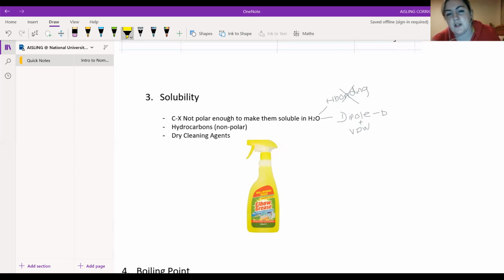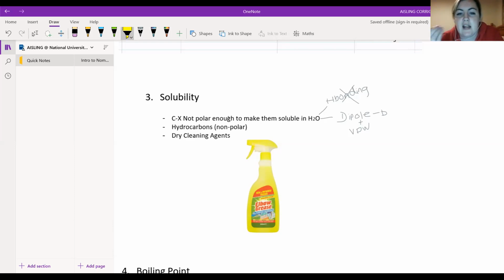If I'm polar, I'll dissolve in polar. If I'm non-polar, I'll dissolve in a non-polar. So halogenalkanes are really, really good for dissolving hydrocarbons, which are non-polar. They're actually used as solvents for it at times.